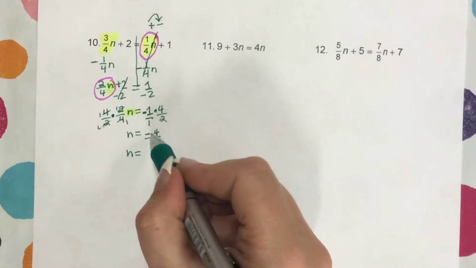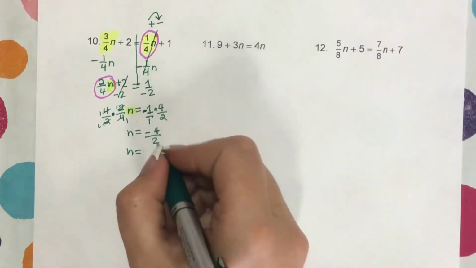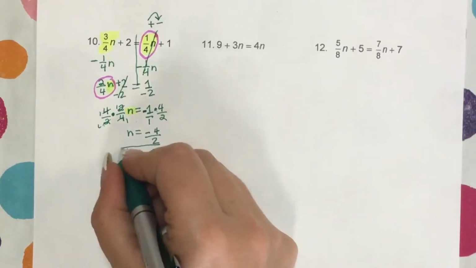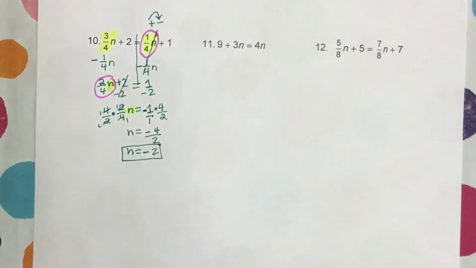I'm going to do the signs first because we have a negative divided by a positive. A negative divided by a positive is a negative, and 4 divided by 2 is 2. So our answer is n equals negative 2. All right, cool. So we're going to do the check.